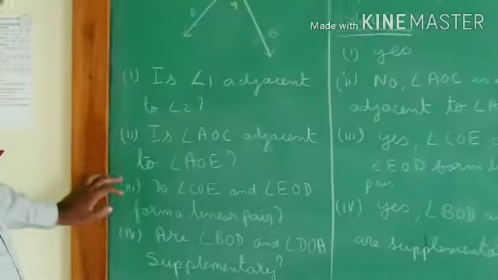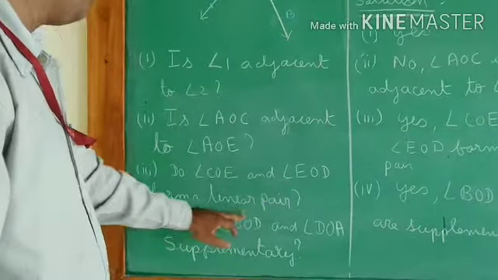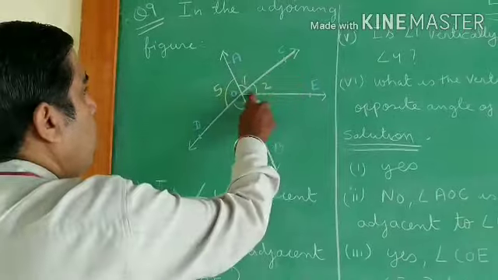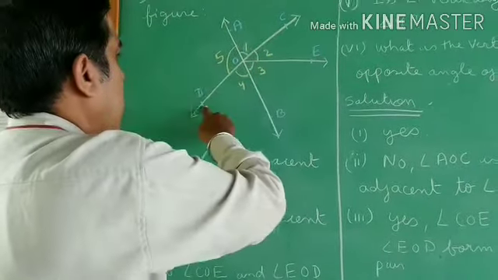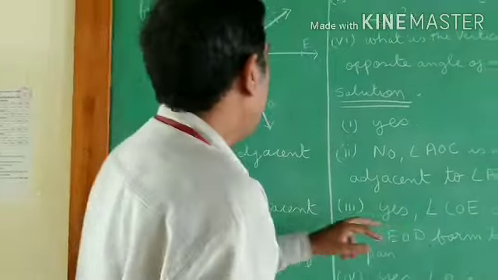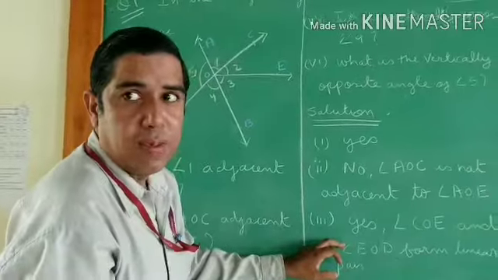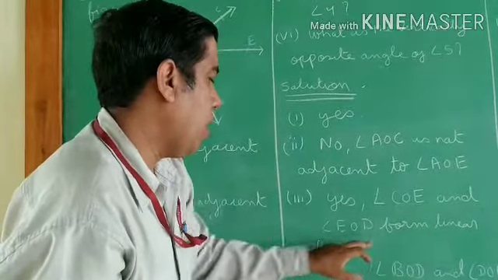Now third part, do angle COE and angle EOD form a linear pair? You see here COE and EOD. Yes, so you can see they are forming a line. There one line is formed. So yes, the answer is yes. Angle COE and angle EOD form a linear pair.